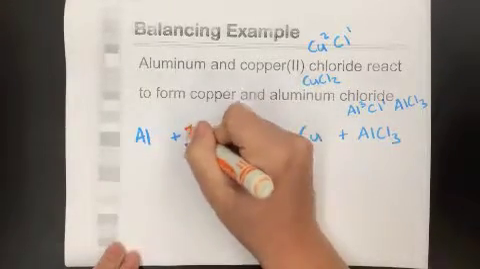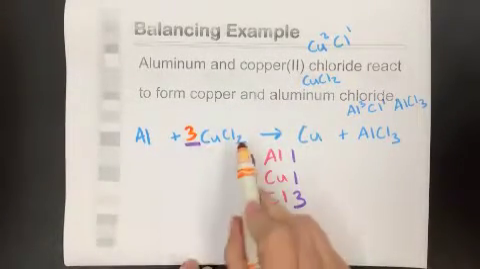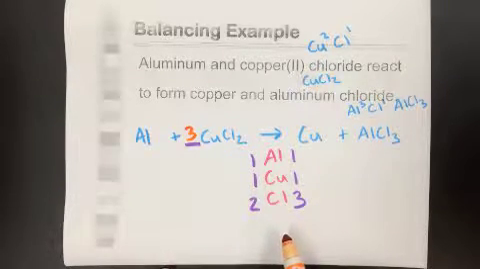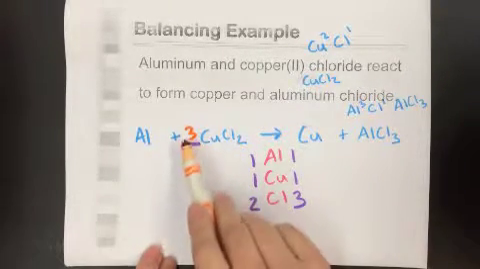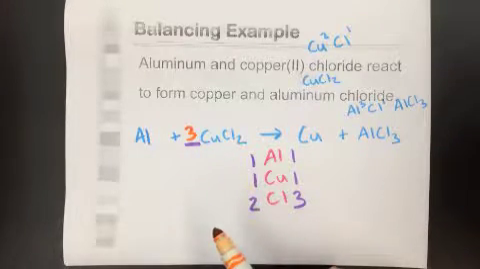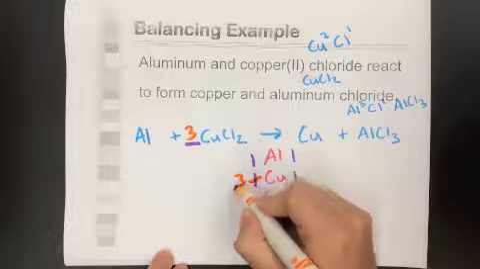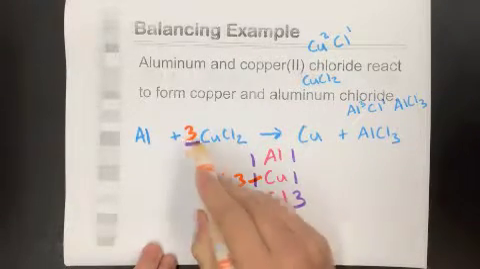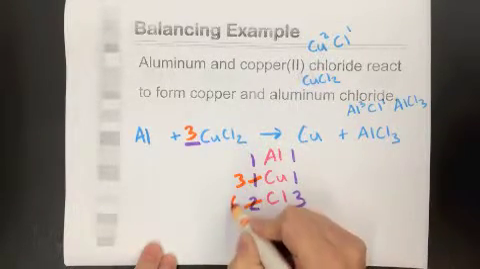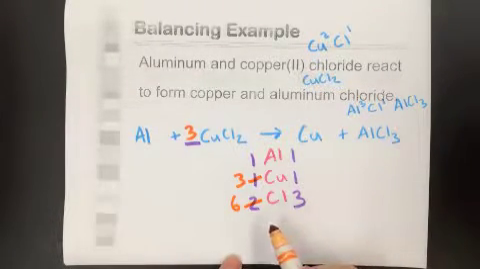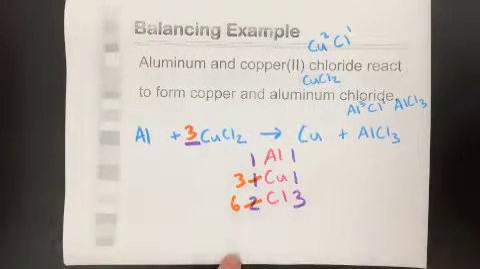And that would be a 3. Again, what times 2 equals 6, because that's going to be our magic number in order to make these numbers equal. So now that we put a coefficient, we need to recount. So when we put this 3 here, we now have 3 coppers, and then 3 times 2, which gives us 6 chlorines. So we're still not done with chlorine because we have 6 on the left and 3 on the right. So now we need to do the right side.